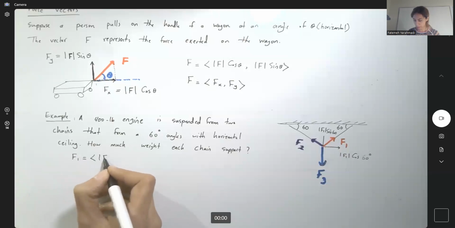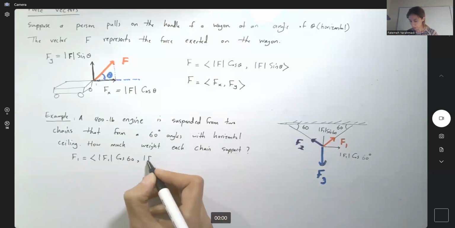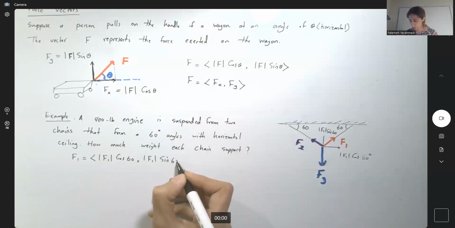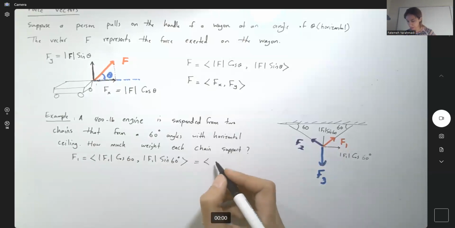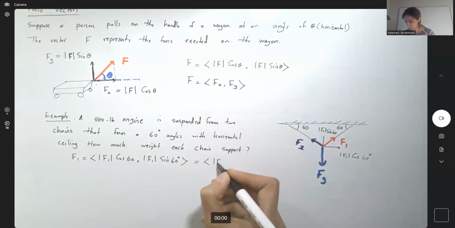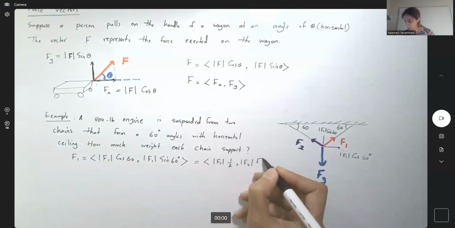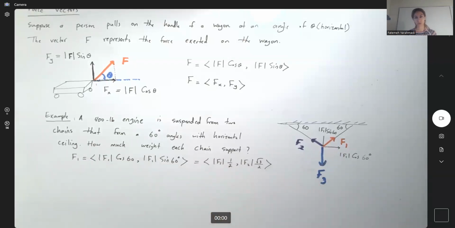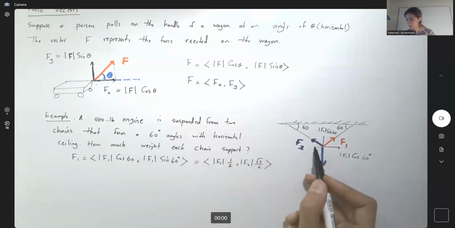F1 is equal to magnitude of F1 cosine of 60 degrees, and here you have magnitude of F1 sine of 60 degrees, which is equal to, here you have cosine of 60 degrees, which is a half, so a magnitude of F1 times a half, and magnitude F1 times square root of 3 divided by 2.